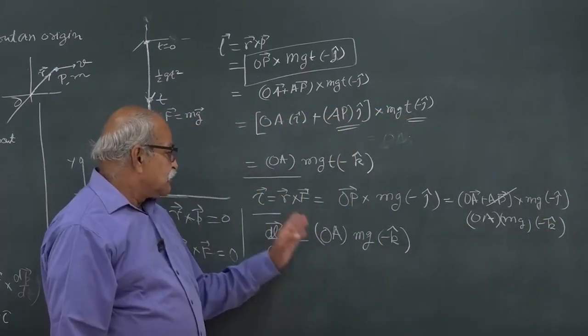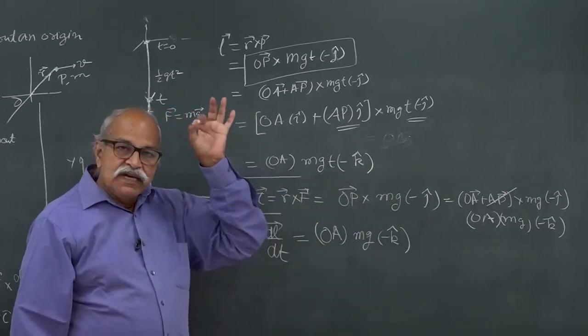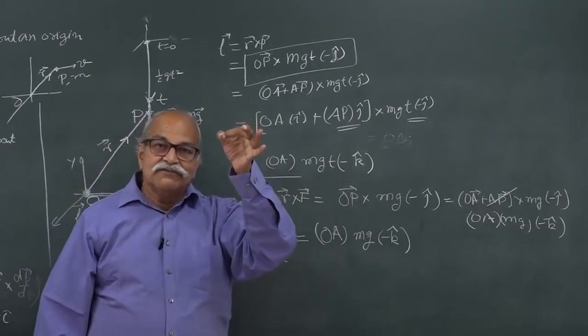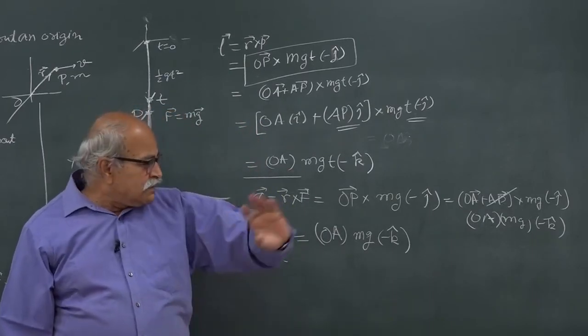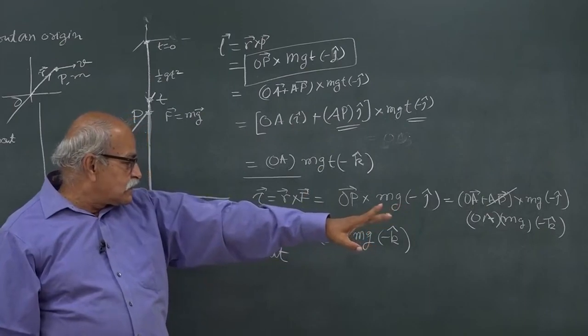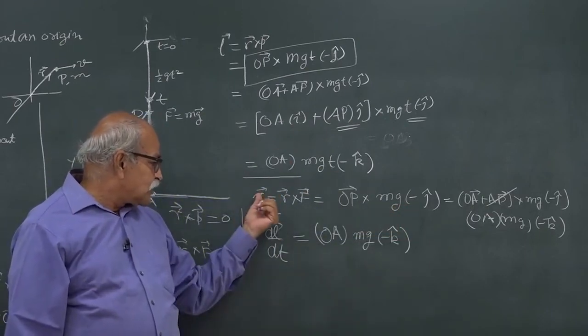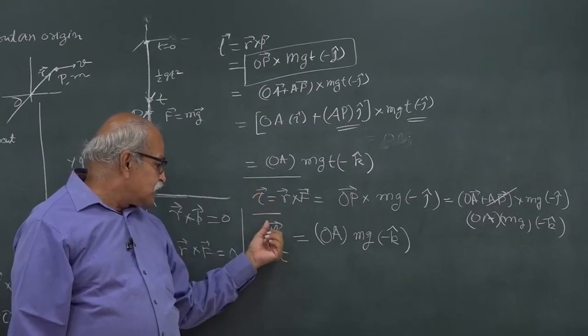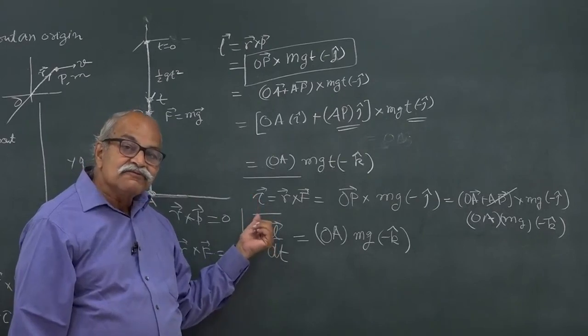Torque is same as this dL/dt. So, even for a particle which is falling vertically under gravity, if the origin is chosen in a certain way, you do have angular momentum, you do have torque, and then the rate of change of angular momentum is equal to torque, that equation is valid.